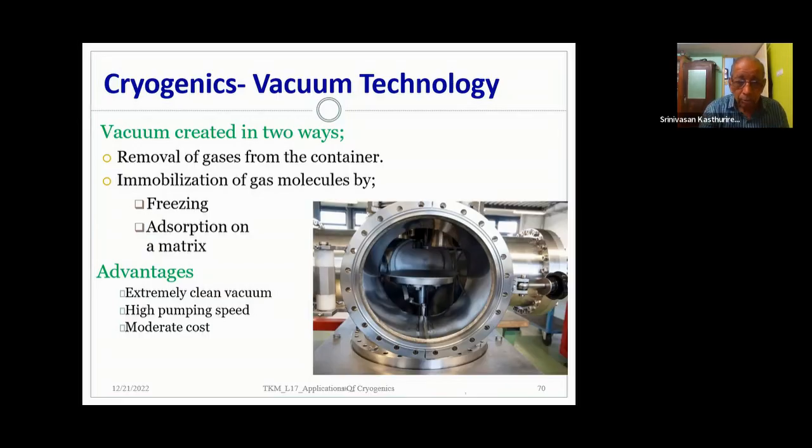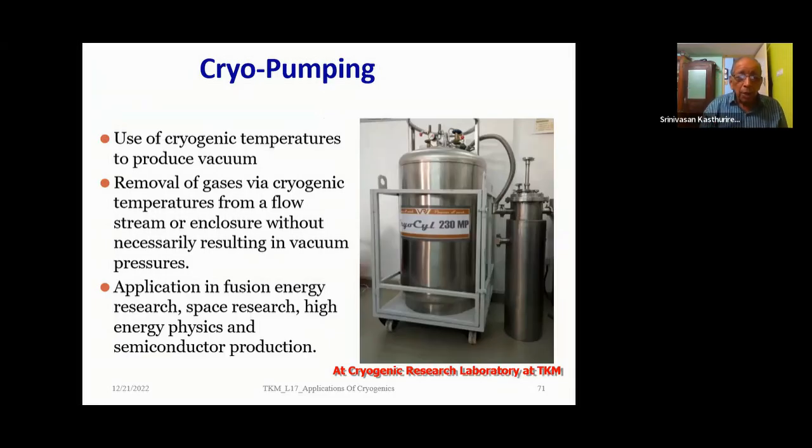So cryopumping is one of the important effects which is required industrially and also scientifically. It uses cryogenic temperature to produce vacuum, and removal of gases via a cryogenic temperature, either from a flow stream or enclosed, without necessarily resulting in vacuum pressures. Applications are in fusion energy research, space research, high energy physics, semiconductor production. All these areas use cryopumping. Okay.